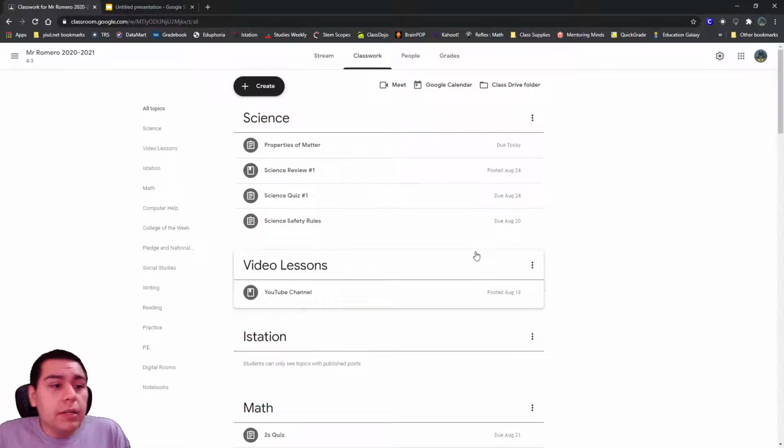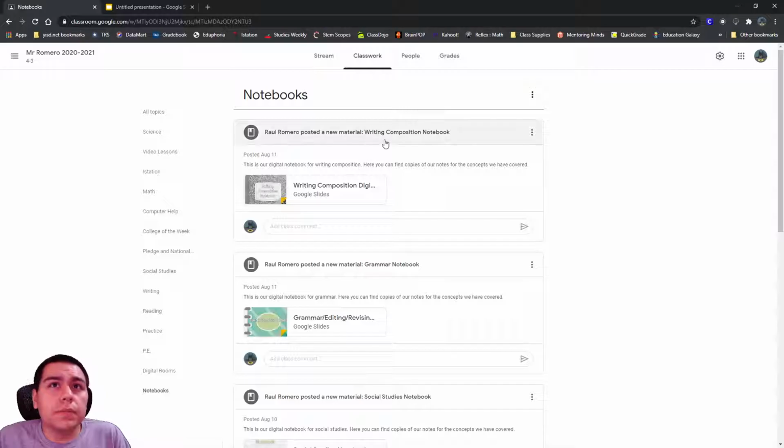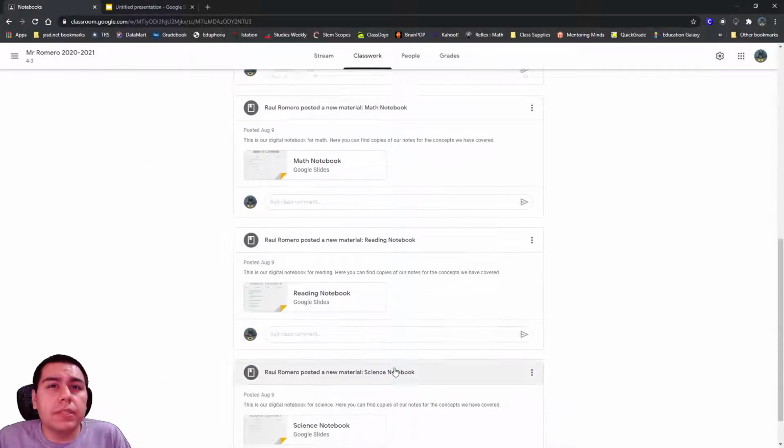What we're going to talk about in science today is the properties of matter. So I'm going to go to classwork, I'm going to go to our notebooks, and I'm going to find our science notebook.